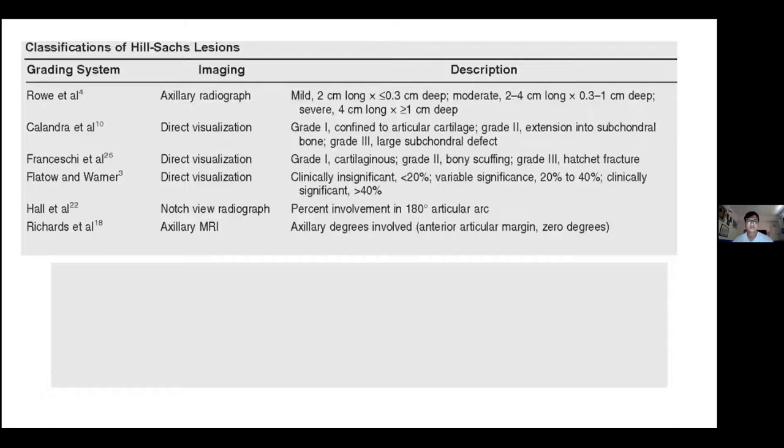The most commonly used is the Calandra classification. That is, whether the Hill-Sachs is confined only to the articular cartilage, extends to the subchondral bone, or is a large subchondral defect, and it is by direct visualization. Another way is whether the defect is less than 20%, 20 to 40%, or more than 40%. Based on that, less than 20% bone loss is said to be clinically insignificant, but the concept is changing. It mainly depends on whether the Hill-Sachs engages or not, depending upon its location.